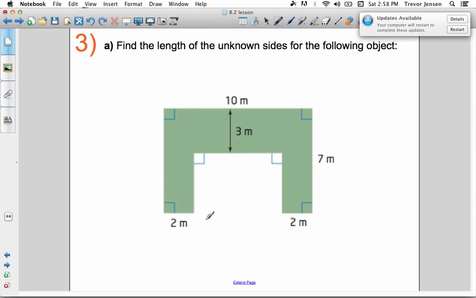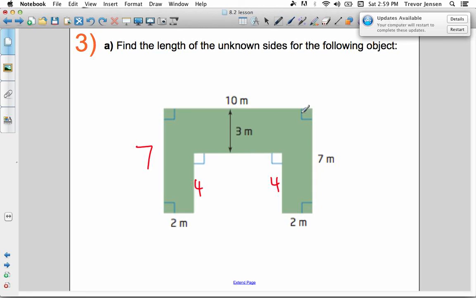So a lot of these side lengths have been labeled. For example, the top side length is 10. This side is 7. Well, okay, that also means that this side is 7. It's told me that this section here is 3 meters in length. If the whole part would be 7, that tells me that both of these inside parts, this one and this one, must both be 4.